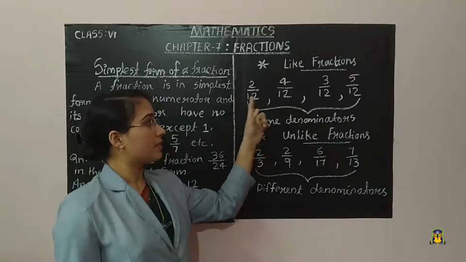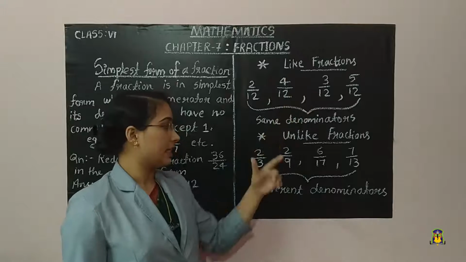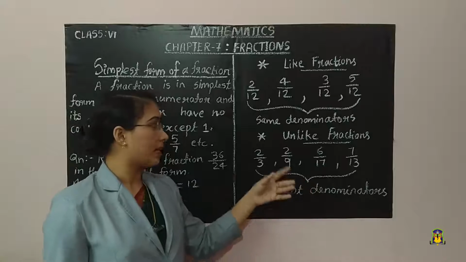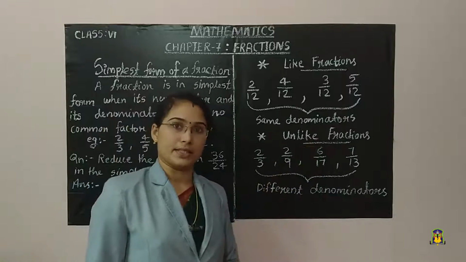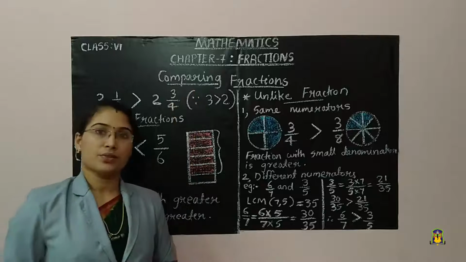Okay. So which fractions have the same denominator? Those fractions are called like fractions. Then which fractions have different denominators? Those fractions are called unlike fractions. Next we can discuss comparing fractions.